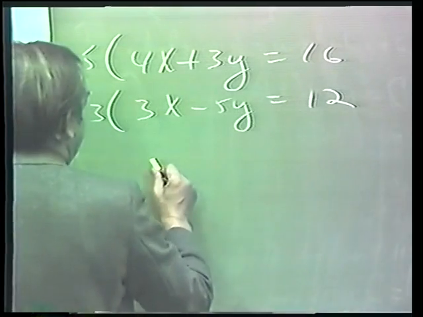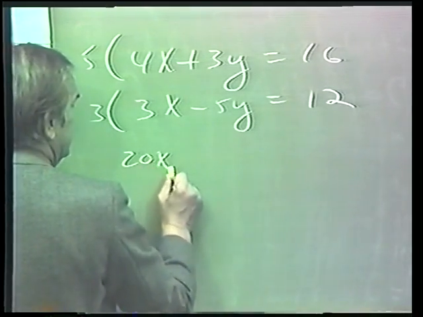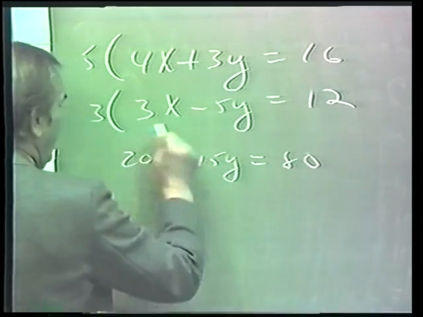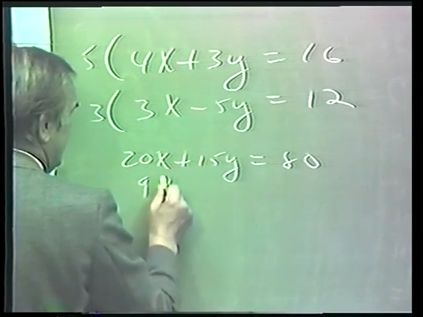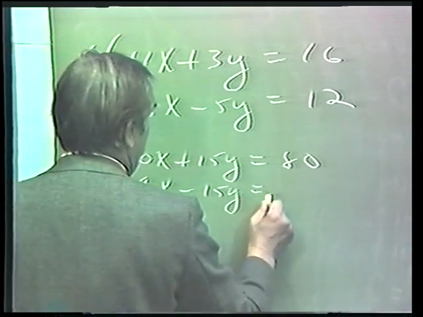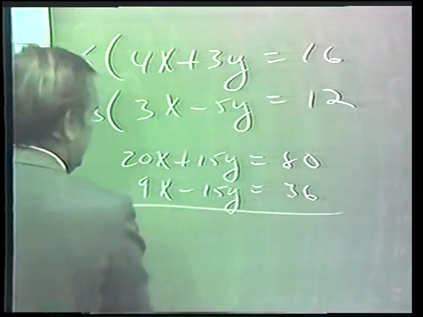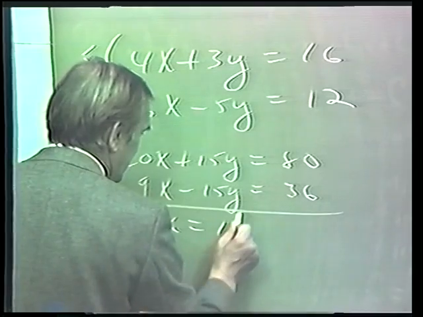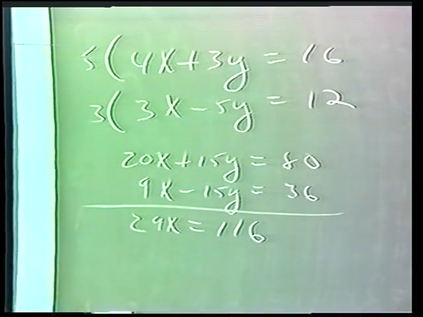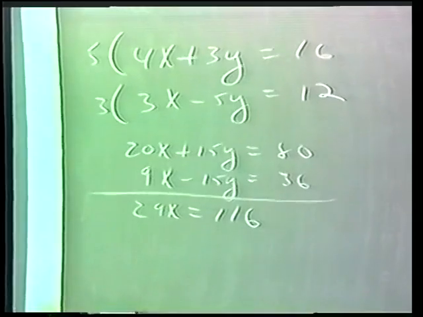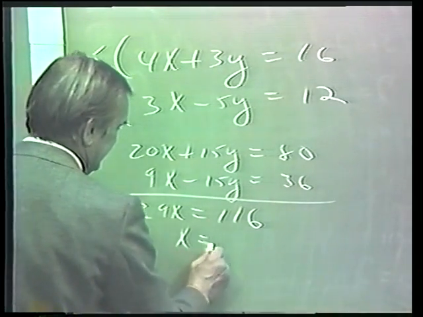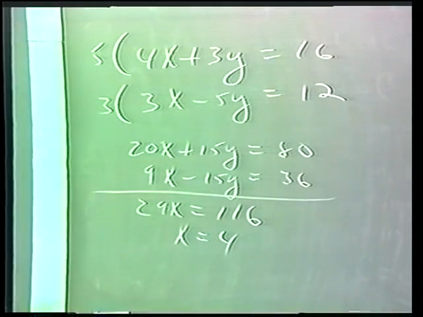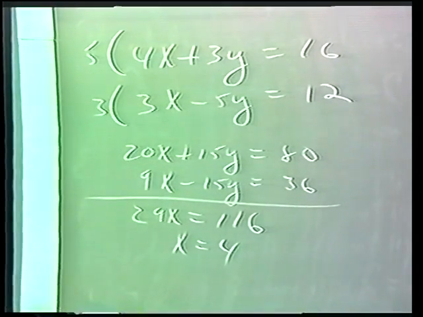If I multiply the first equation by 5, I have 20x plus 15y equal 80. If I multiply the second equation by 3, I get 9x minus 15y equal 36. Therefore, when I add these two equations, I come out with 29x equal 116. One equation, one unknown. If I take it, divide both sides by 29, I get x equal 4. So now I know the value of x.